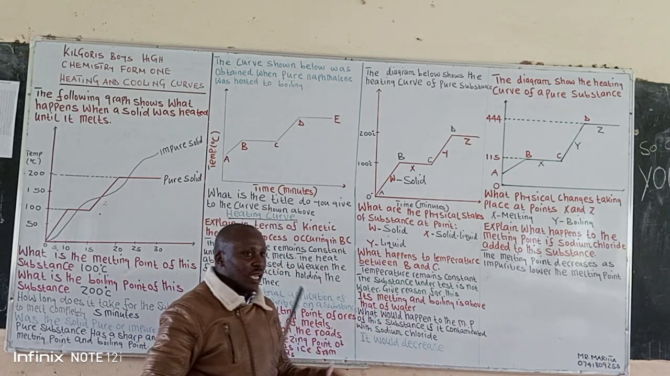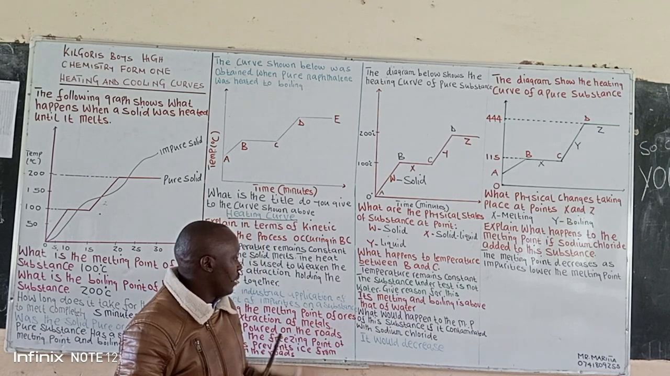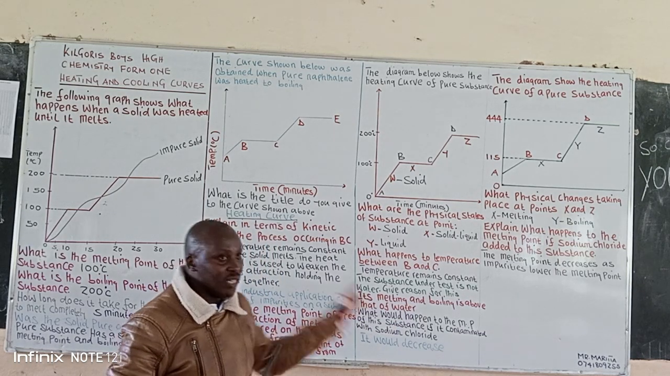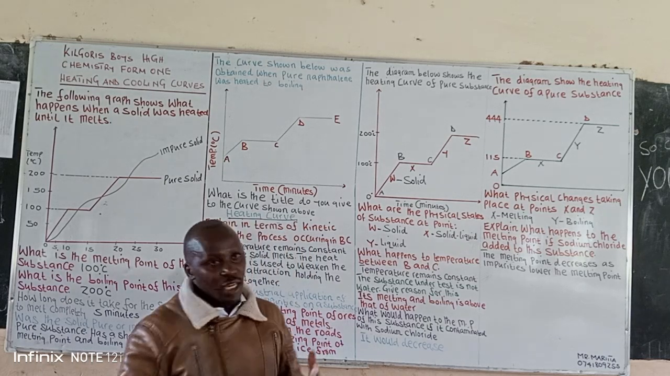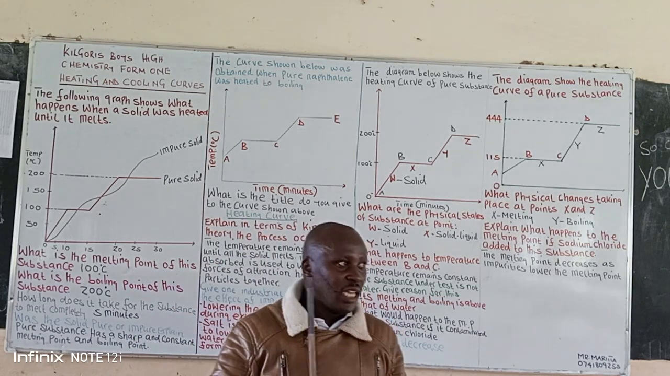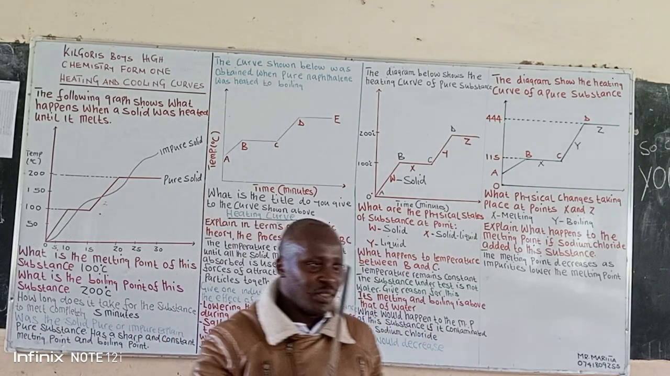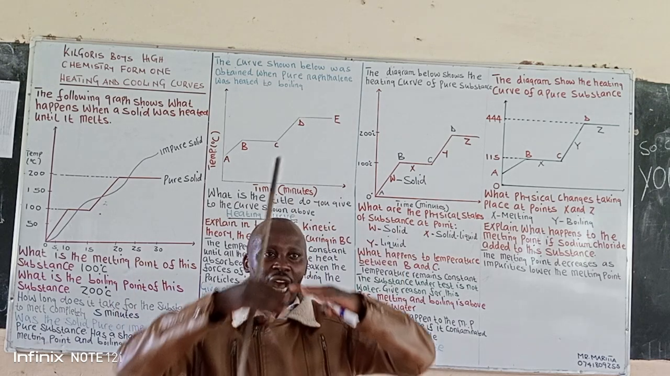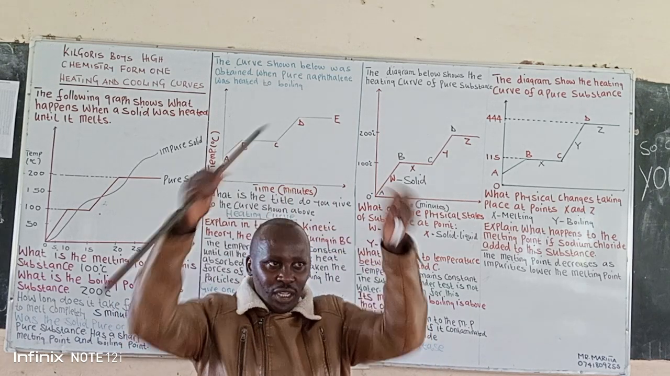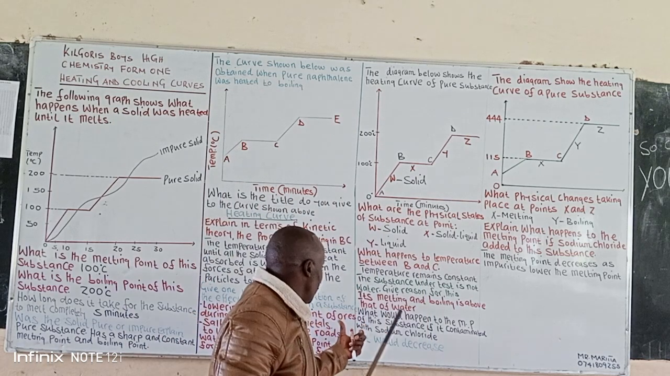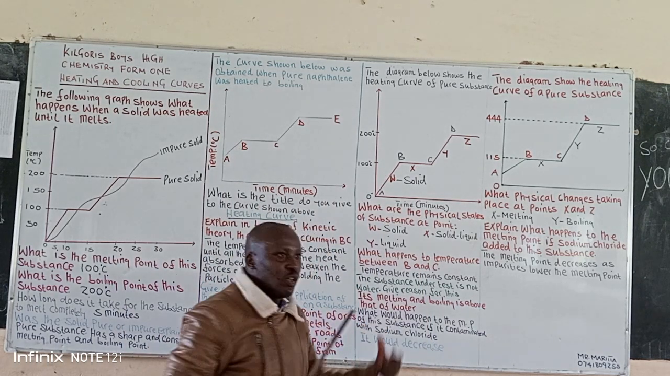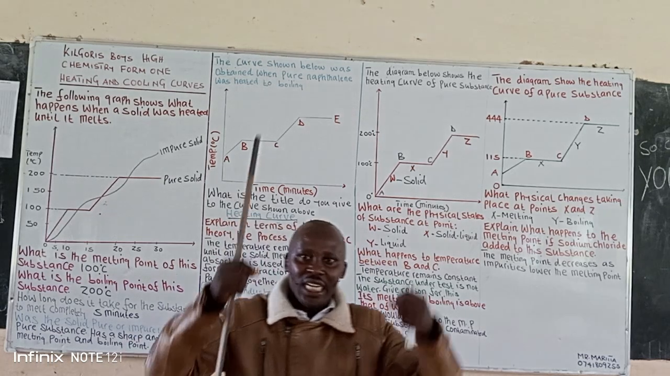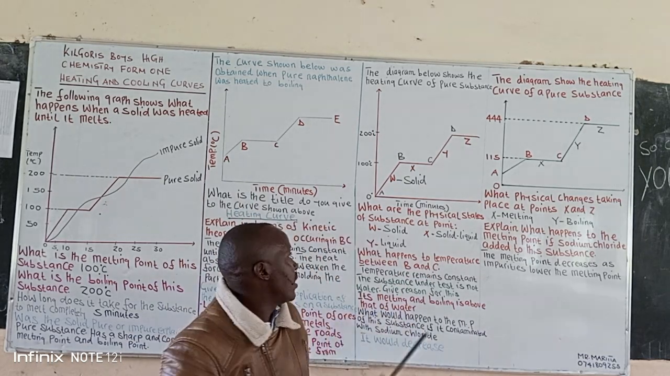What will happen to the melting point of this substance if it is contaminated with sodium chloride? Sodium chloride is a salt, and the effect of a salt on a substance is that it normally lowers the melting point of a substance, and then it increases the boiling point. So the melting point of this substance will just decrease, as simple as that.